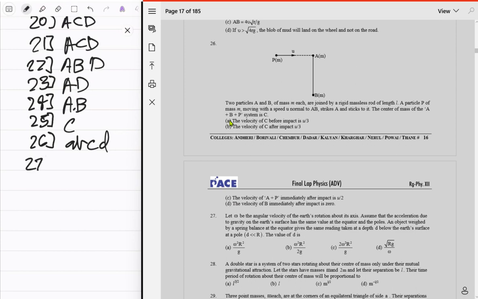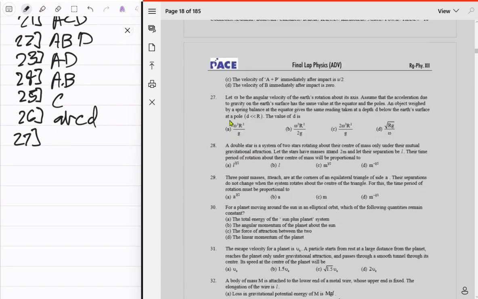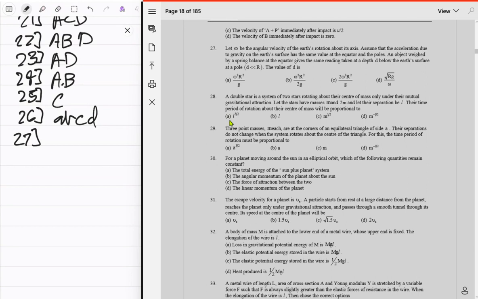Next, 27. 27 is: let omega be the angular velocity of the Earth's rotation about its axis. Assume that the acceleration due to gravity on Earth's surface has the same value at the equator and the poles. An object weighed by a spring balance at the equator gives the same reading as being at a depth d below the Earth's surface. Huh?